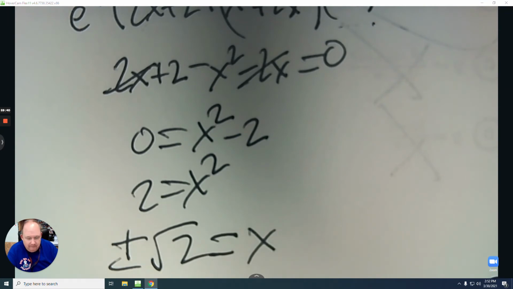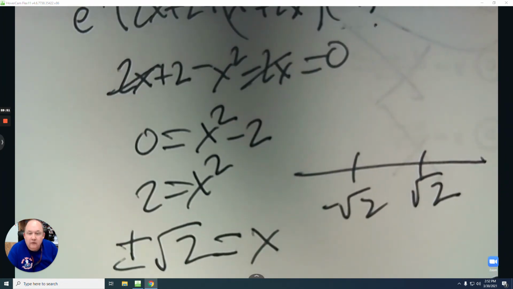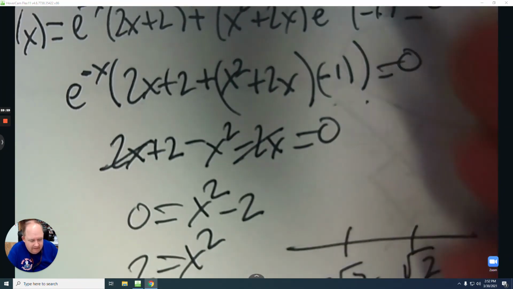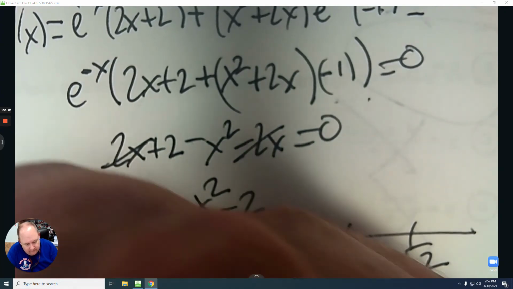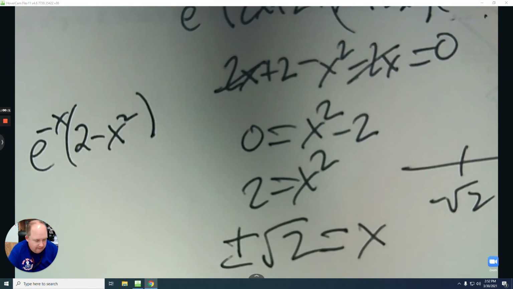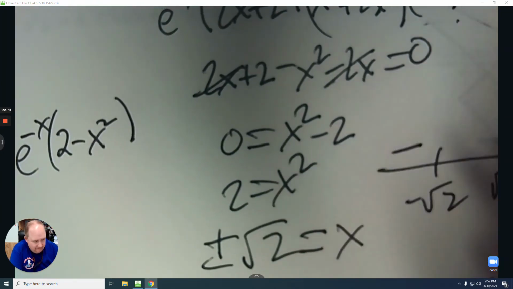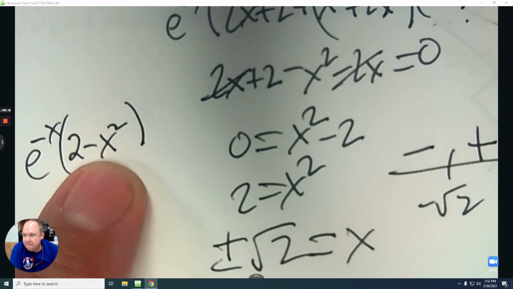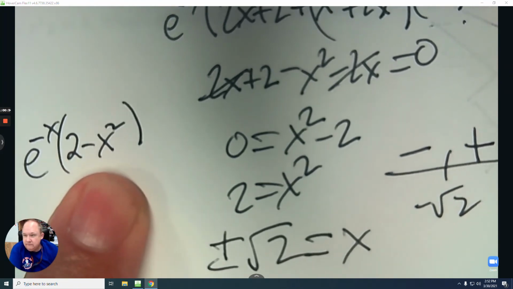And it says, where is there a maximum? E to the negative x is always positive. If I simplify what's inside again, it's 2 minus x squared. So we have e to the negative x times 2 minus x squared. If I plug in a really big negative number, negative 1 billion, this answer is going to be negative. If I plug in 0, the answer is positive. If I plug in 1 billion, or positive 4, this answer is negative.